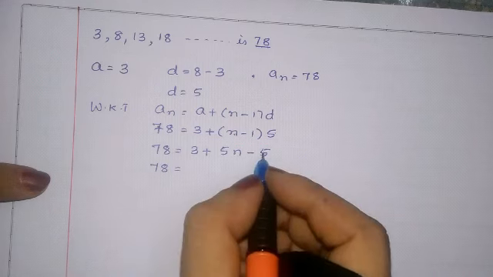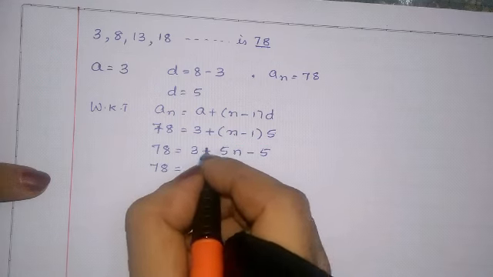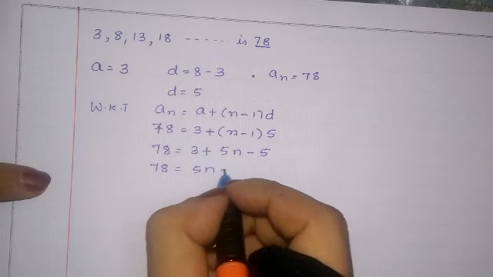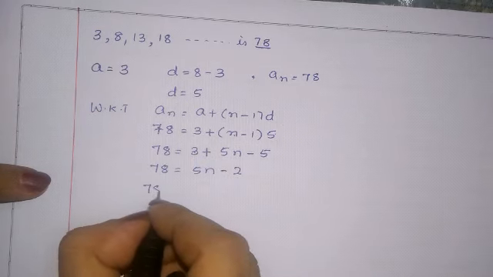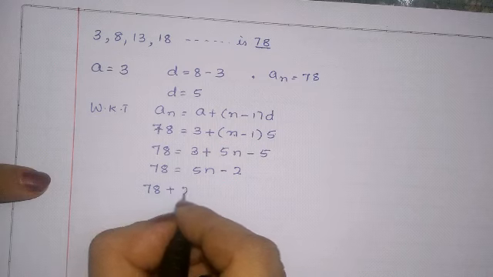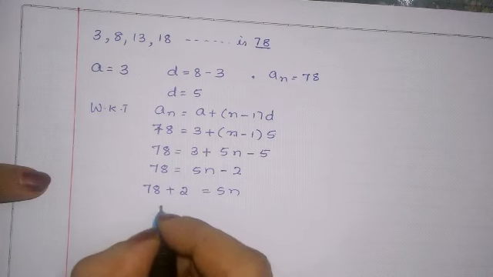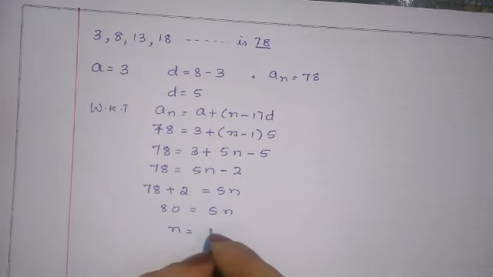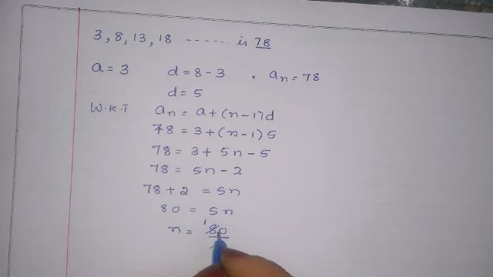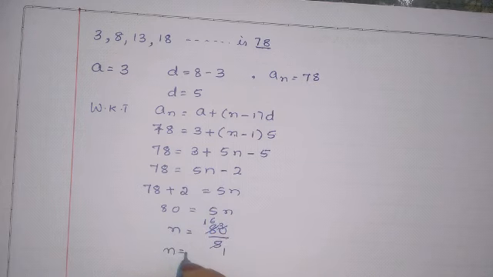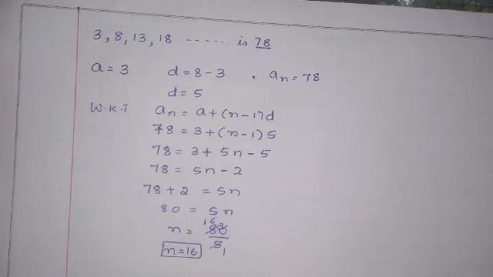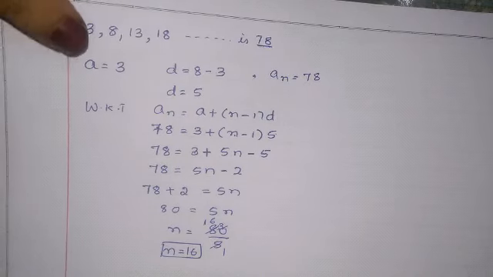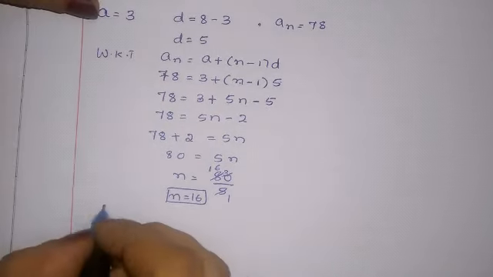78 is equal to 5n, as it is, plus 5 minus 3 is 2. This 2, if I bring here, 78 plus 2 is equal to 5n. 80 is equal to 5n. n is equal to 80 by 5. 5 ones are 5, 5 sixes are 30. So n is equal to what we got? 16. So what will you write? Therefore, the 16th term of the AP is 78.